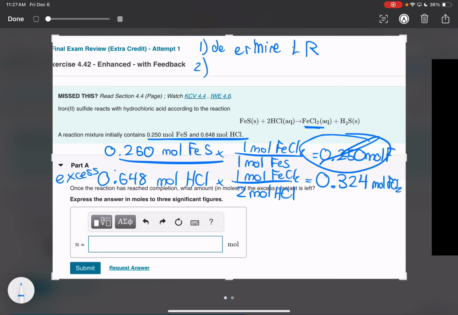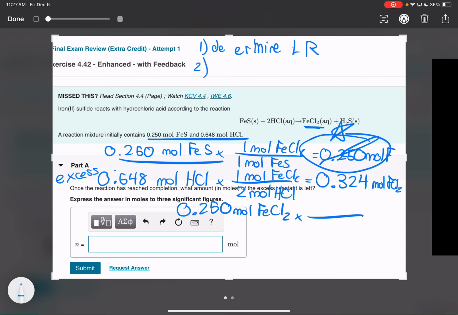This was the bag of cheese that we didn't use all of. And now we need to know how much of that cheese did we use? Well, the way we figure that out is by taking how many pizzas we made, the 0.250 pizzas, and saying, how much cheese did we use to make those pizzas? So it's still a stoichiometry problem, but we're working backwards.